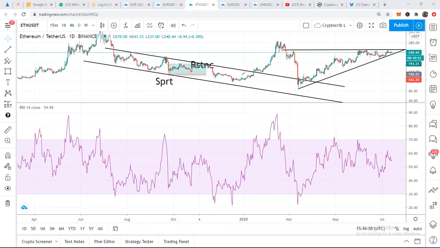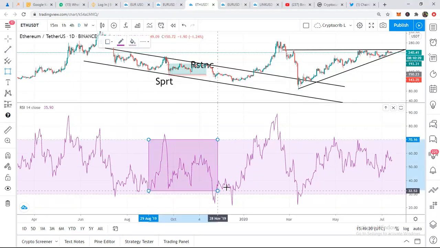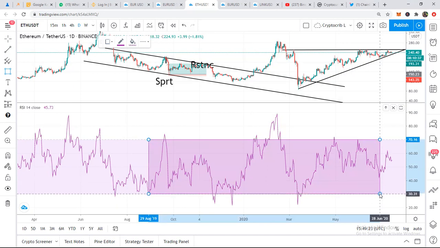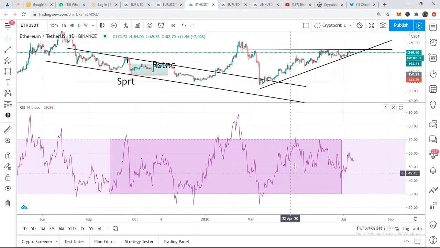Okay, so this is the normal market. Whatever you see between this range, within this range, this is the normal market. Yeah, this is normal market. But whatever is below or above, it's abnormal.